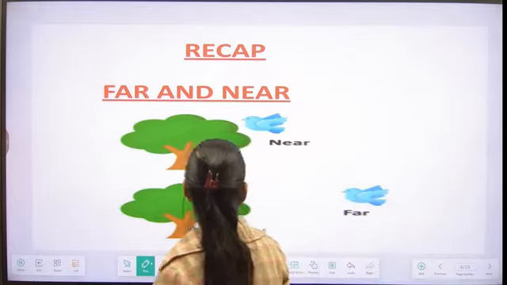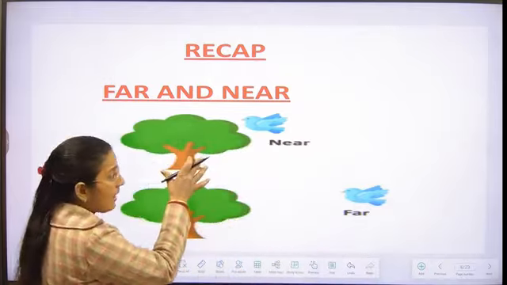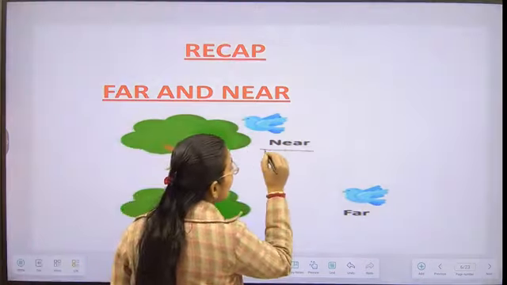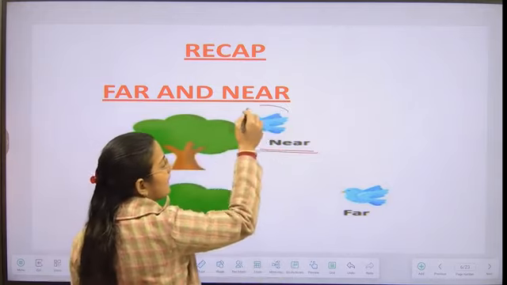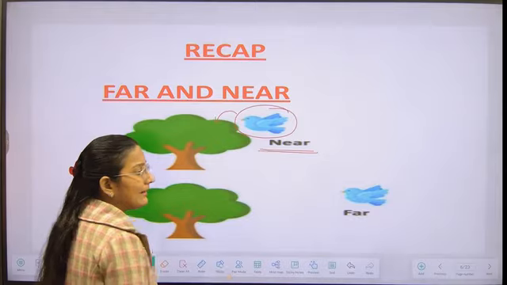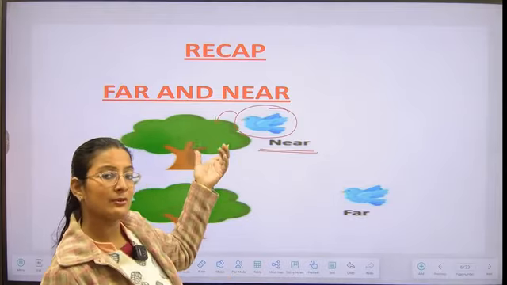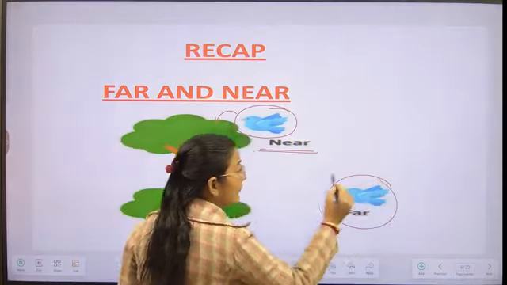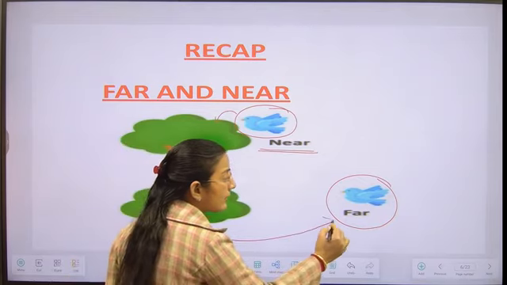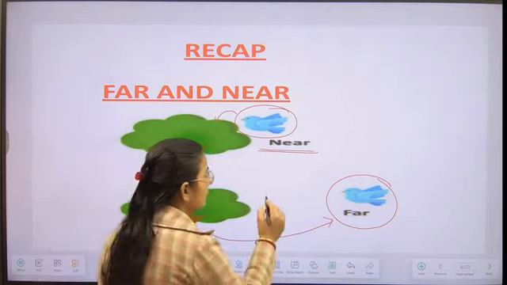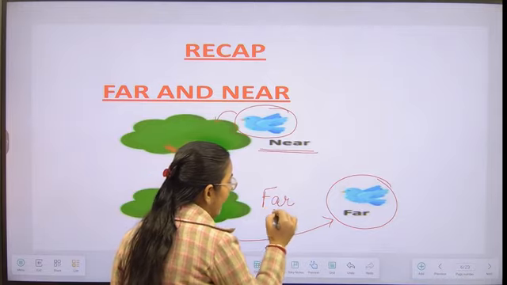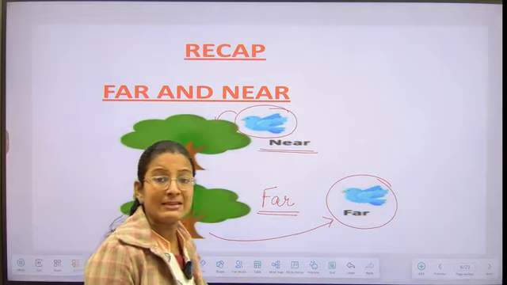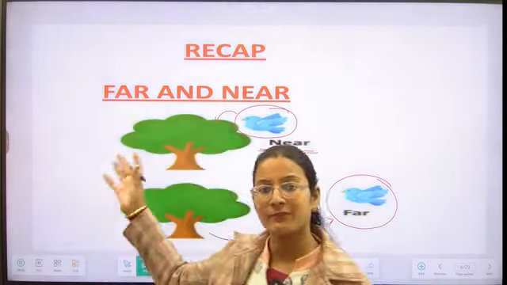जैसे कि हम पिक्चर में देख रहे हैं, there is one tree and a bird is flying near the tree. So we can use the word near for that because the bird is near the tree. Is everyone understanding where we are using the word near? Similarly, the bird is flying too far from the tree. बहुत दूर उड़ रही है ना bird tree से, so we have to use the word far for that. The bird is flying far from the tree. So is everyone understanding where we are using near and far?